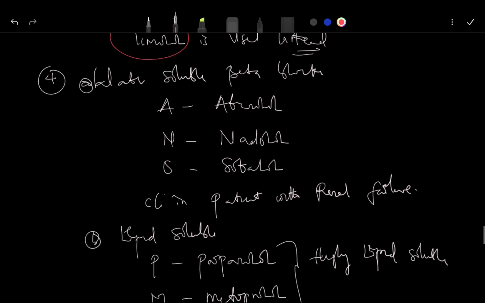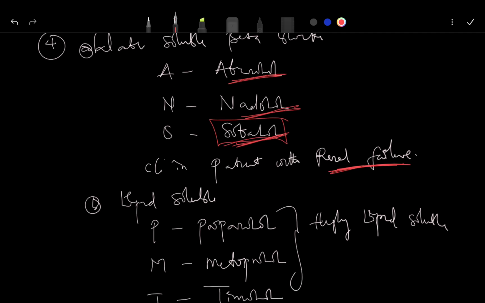Now we also have the water-soluble beta blockers. We have atenolol, nadolol, and sotalol. Take note of sotalol. Sotalol is water-soluble, so it is contraindicated in renal failure, because water-soluble drugs are excreted through the kidney.